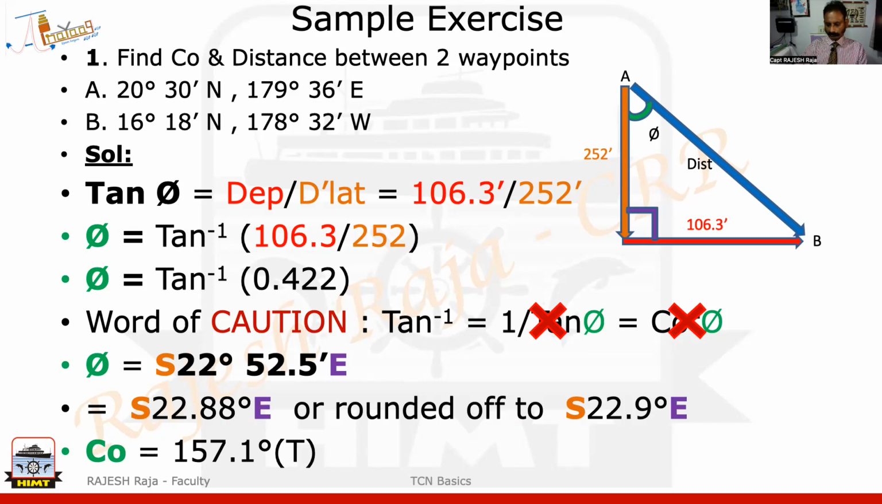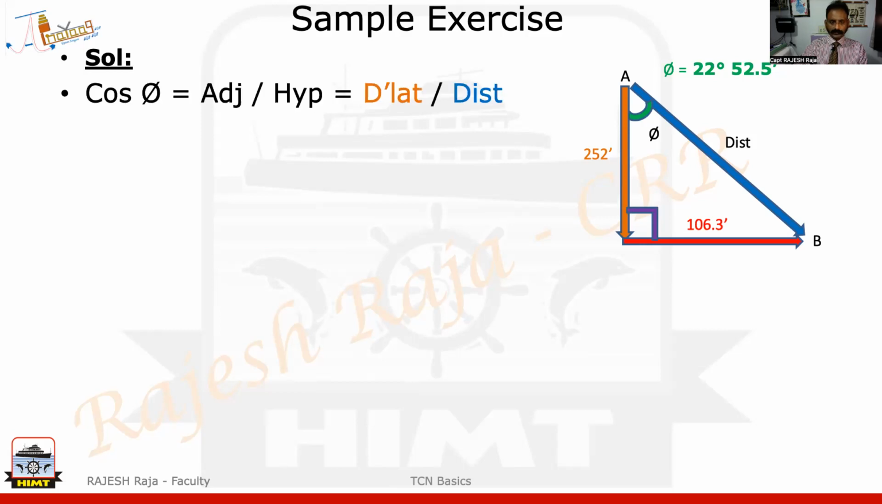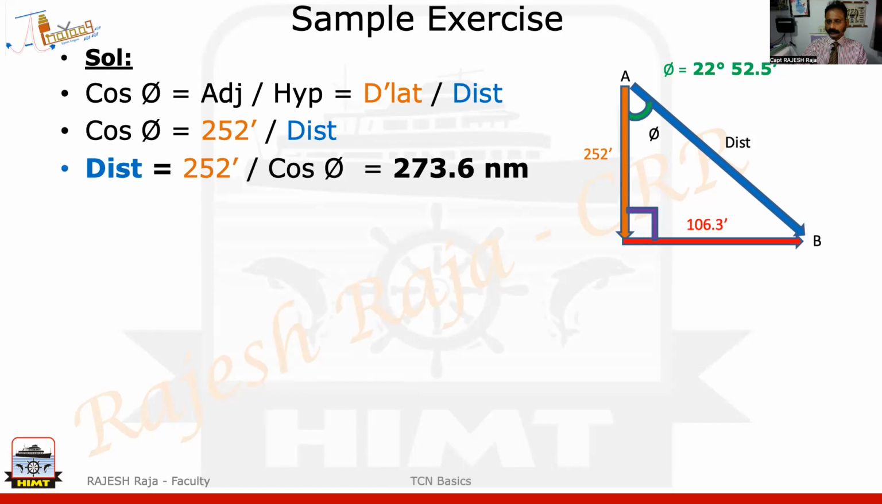So I found out the course. Now I have d lat, I have departure, I have a course. So I'm going to put that value here. This is the course. Now you have 2 more trigonometric equations and there's one alternate solution also. So I'm going to choose cos theta, d lat by distance. I know the theta, so I can find distance now as 273.6 nautical miles. Now I have all the 3 sides and I have theta also. Basically, I have completed the question.